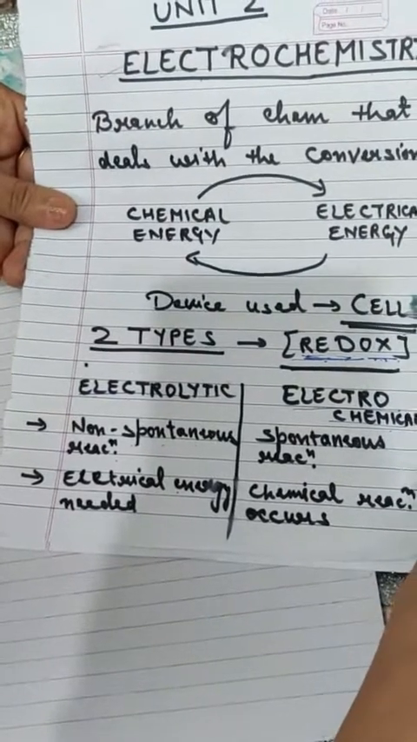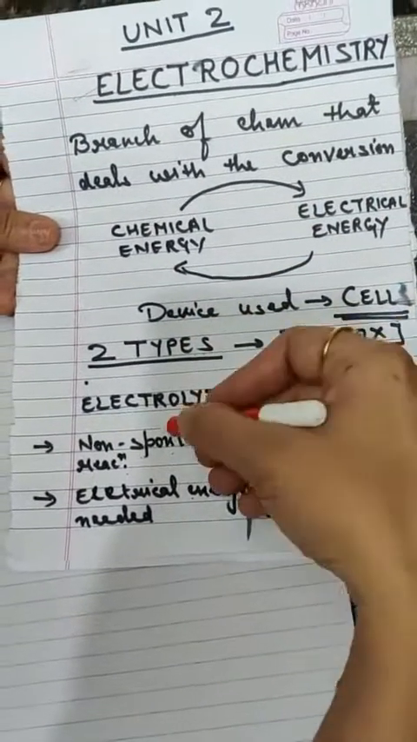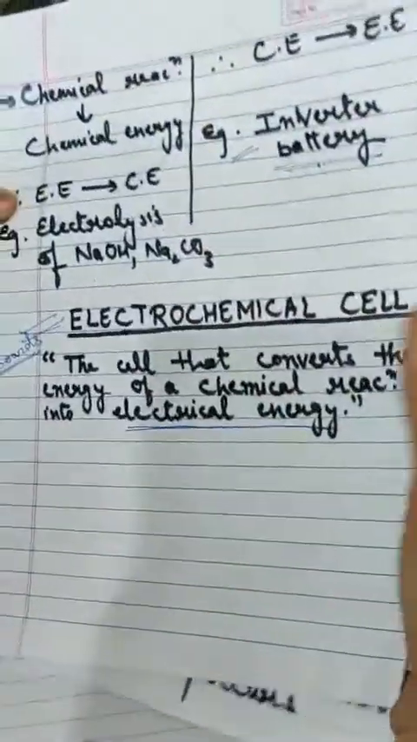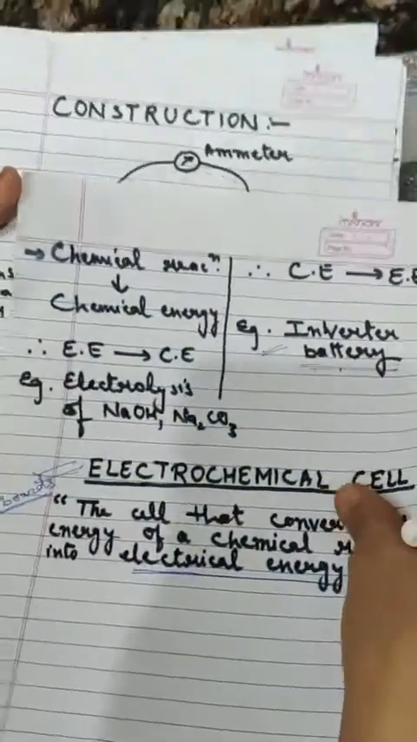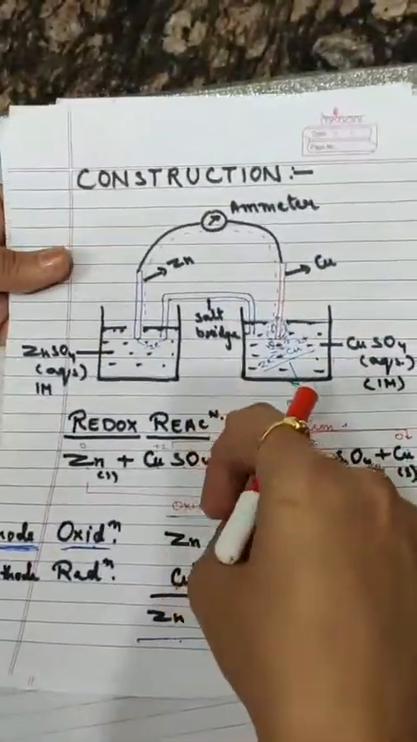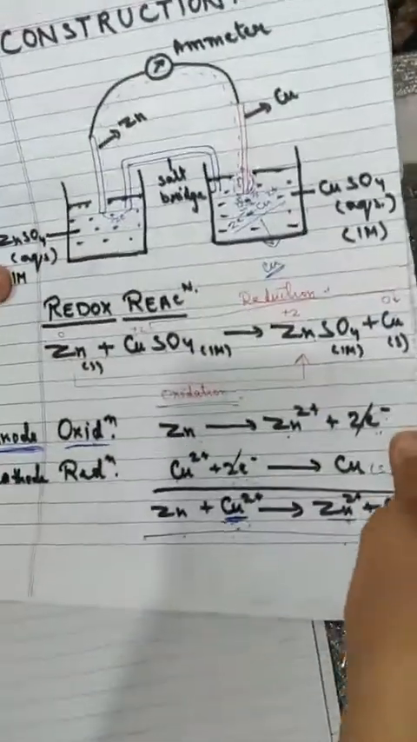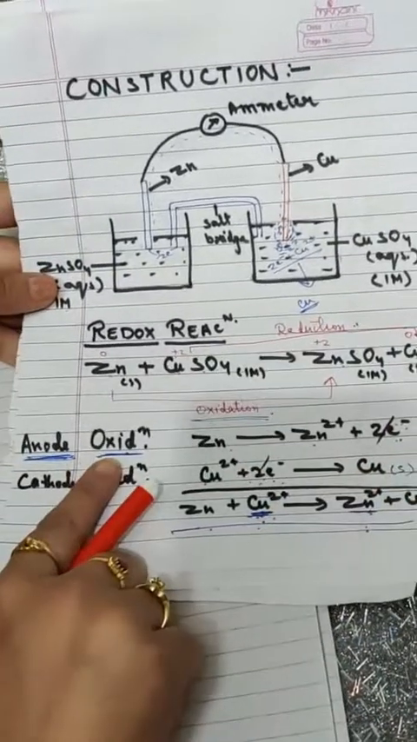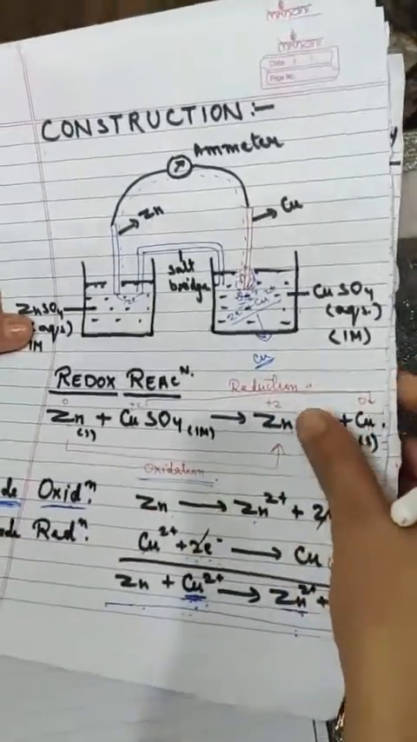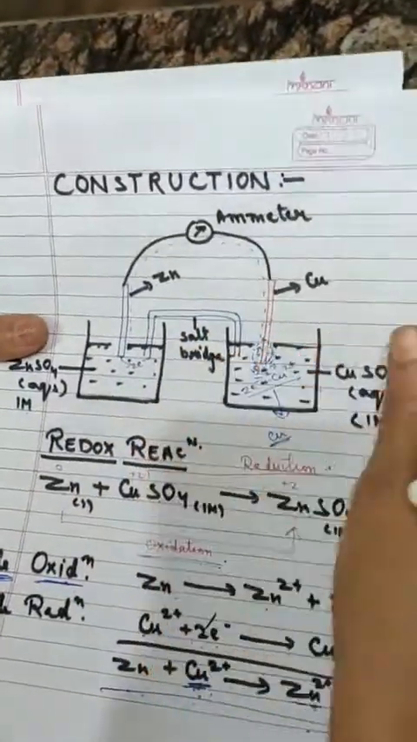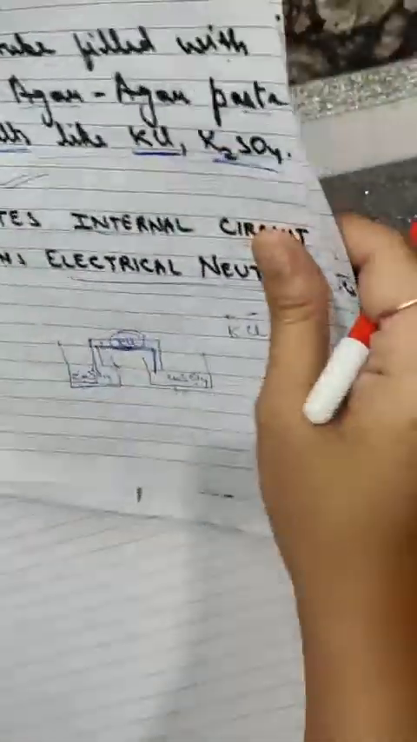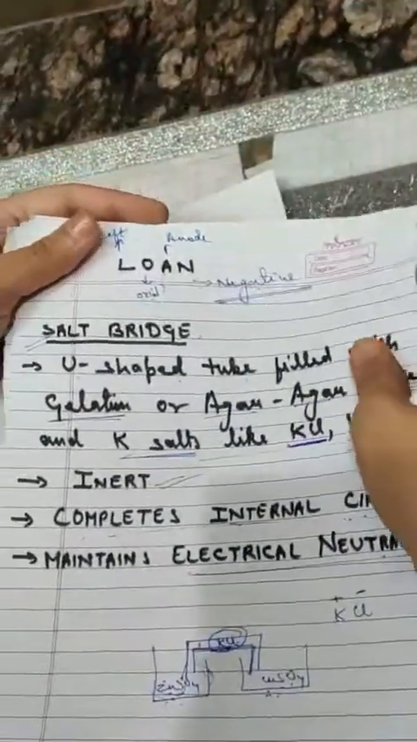In the last lecture, I started with the chapter Electrochemistry, and we studied the following things. We studied about the two types of cells, that is electrolytic cell and electrochemical cell. We studied about the electrochemical cell in detail, the construction of the electrochemical cell, the type of reactions that occur in an electrochemical cell, the oxidation half reaction, the reduction half reaction. We studied about the salt bridge in detail, the composition of the salt bridge and the significance of the salt bridge in an electrochemical cell. So these were the topics that we covered in the last lecture.